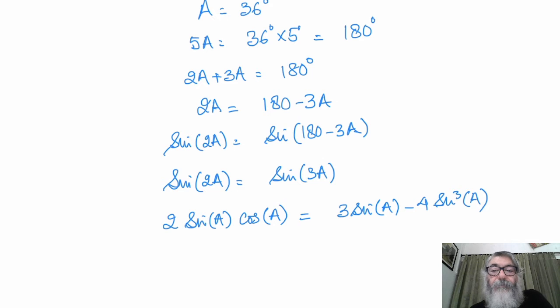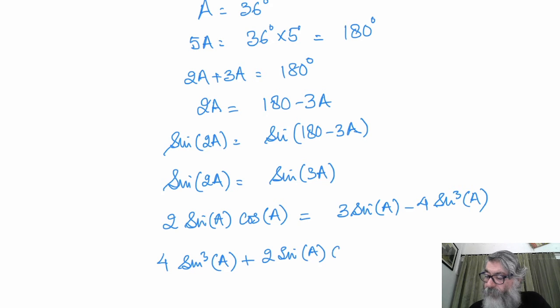For cos 3A, the formula was 4 cos cube A minus 3 cos A. For sin 3A, the formula is 3 sin A minus 4 sin cube A. Now let us bring everything to the left hand side. So it will become 4 sin cube A plus 2 sin A cos A minus 3 sin A is equal to 0.